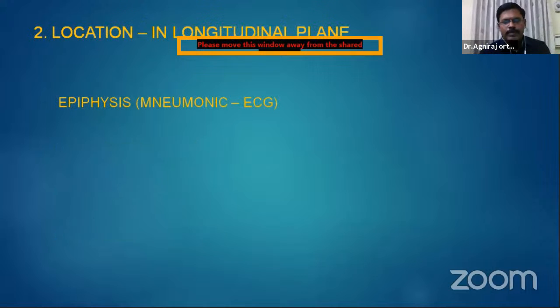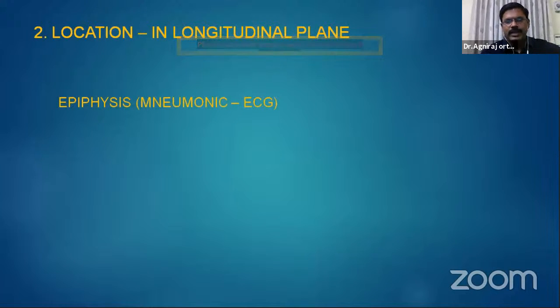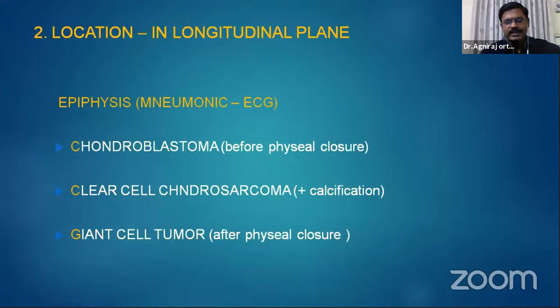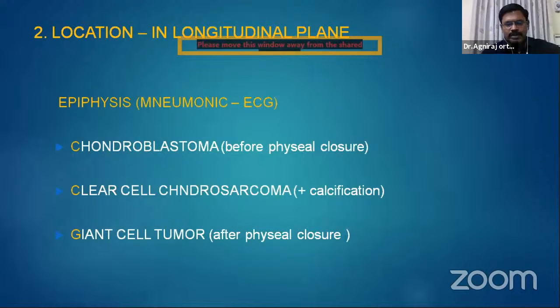Location in longitudinal plane, you should know whether it is located in the epiphysis, metaphysis, or diaphysis. So I'll give mnemonic for all these 3. Epiphysis, the mnemonic is ECG. E stands for epiphysis. C stands for 2 C's are there. One is chondroblastoma, other one is clear cell chondrosarcoma. G stands for giant cell tumor.